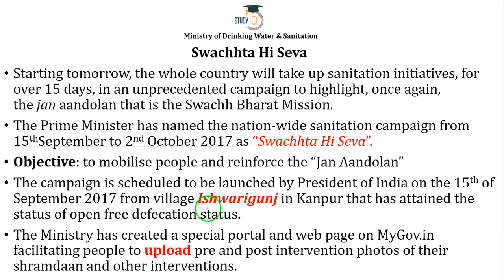Now, the main objective of this 15 days is to mobilize people and reinforce a sort of Jan Andolan. That means a mass movement, right? Any scheme, any yojana, any plan, any mission gets successful only when people participate in it. If people are not contributing to it, then it's going to be a sheer failure.